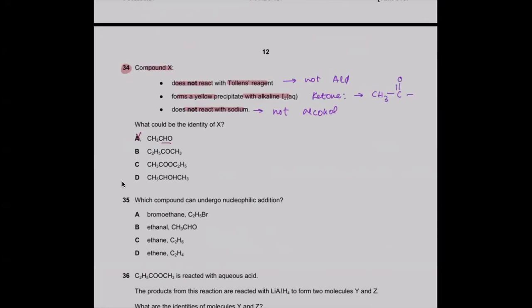It's an aldehyde, goes wrong. CH3 C double bond O seems correct. C double, that is an ester, goes wrong. That is an alcohol, goes wrong. So B is the correct answer, right?